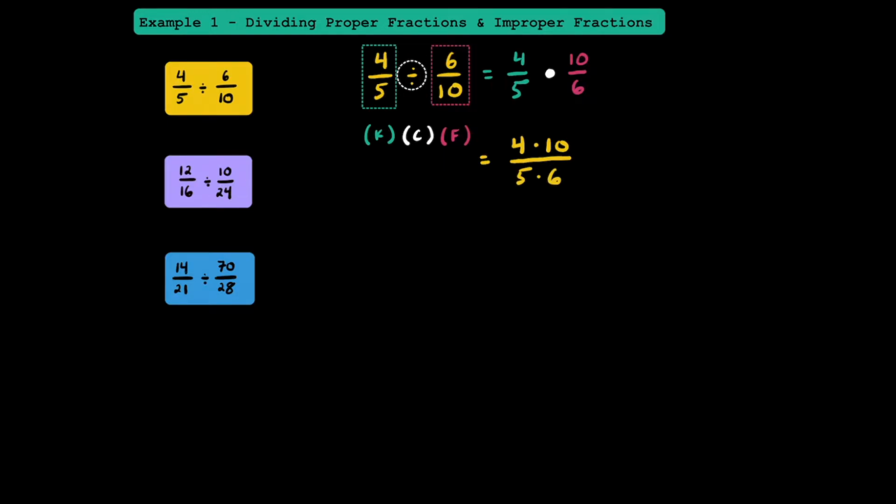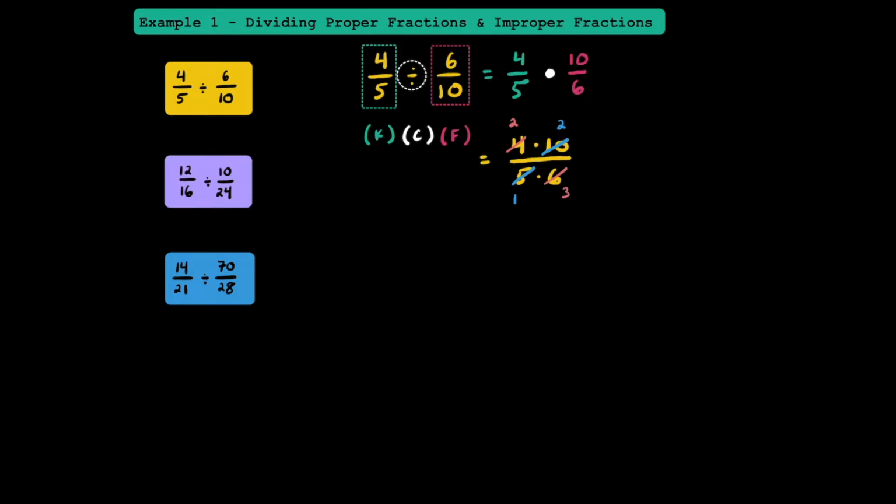Looking to see if we can cross-cancel, I notice right away that 5 and 10 have a common factor of 5. If we divide 10 by 5, we'll get 2, and if we divide 5 by 5, we get 1. Also, I see the 4 and 6 and notice they have a common factor of 2. Dividing 4 by 2, we're going to have 2, and dividing 6 by 2, we'll have 3.